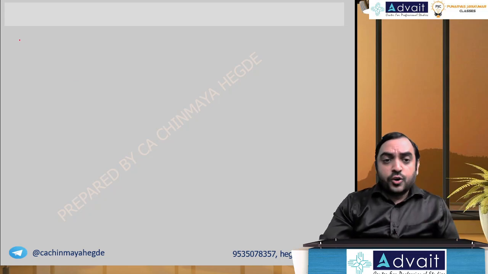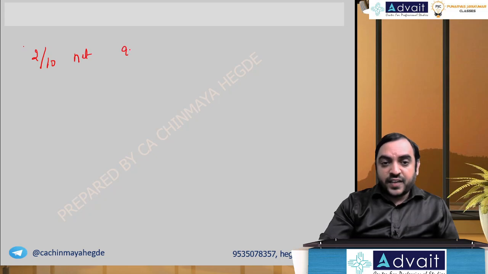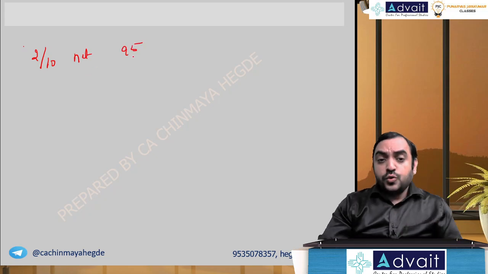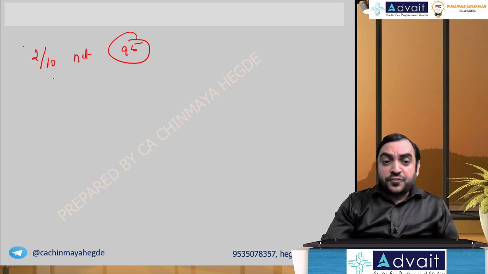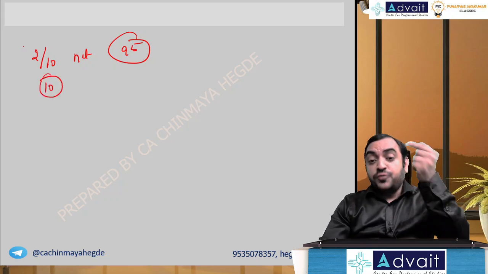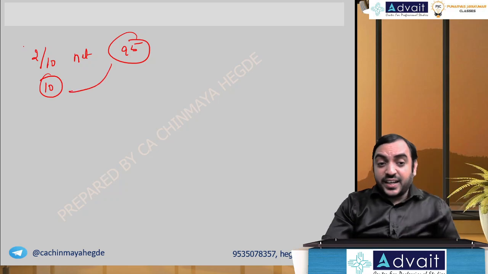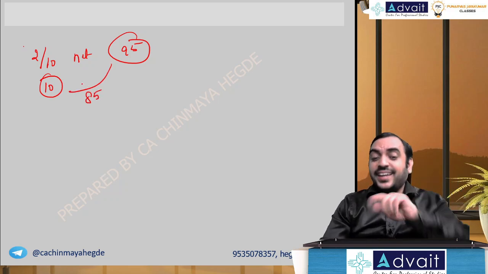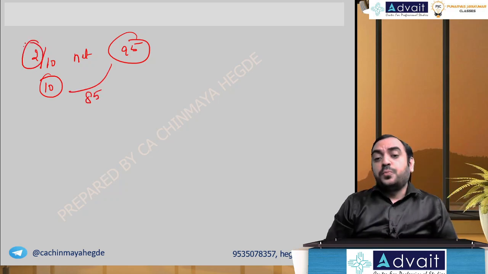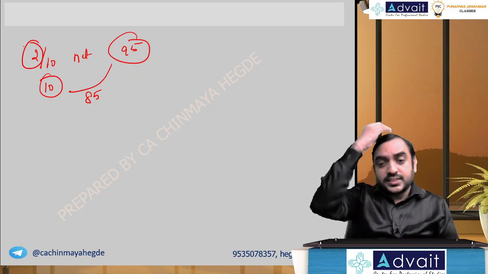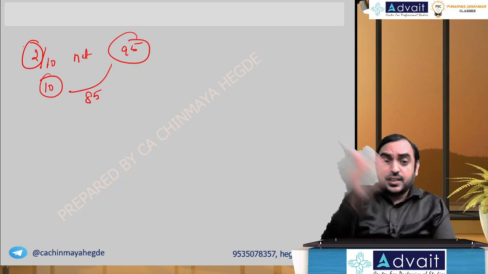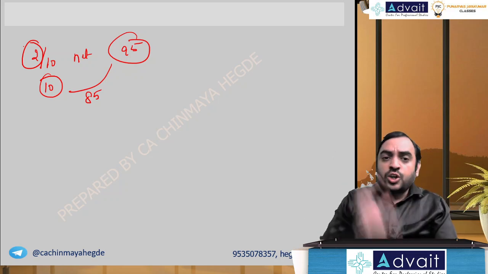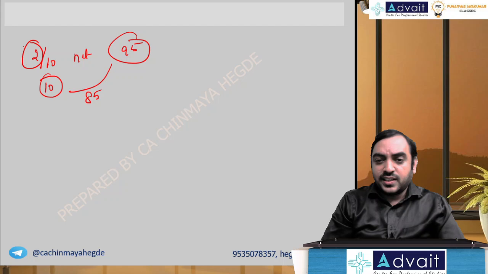Please explain that again. Okay, I'll explain that one part again. 2 by 10 net 95 means if you pay normally you have 95 days, but if you pay it in 10 days only, 85 days earlier, you get a 2% discount. That's what the sentence means. If you don't want the discount, pay it in the normal days, that is 95.